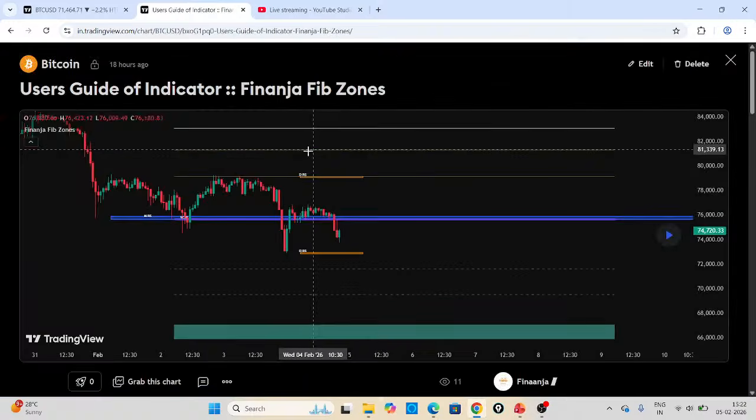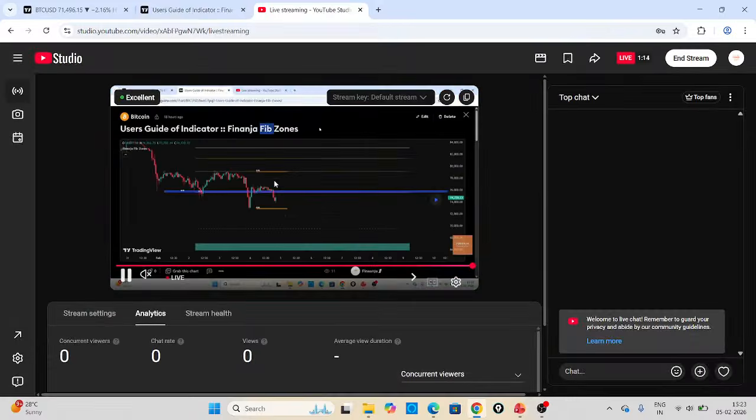Basically, the funda about this indicator is the Fibonacci zones. Before jumping to the topic, the indicator, I'd like to mention that.